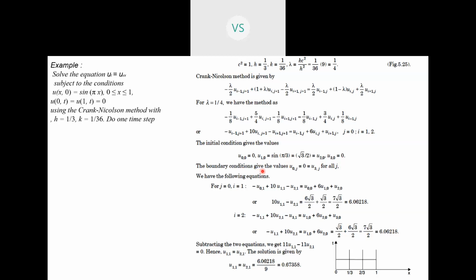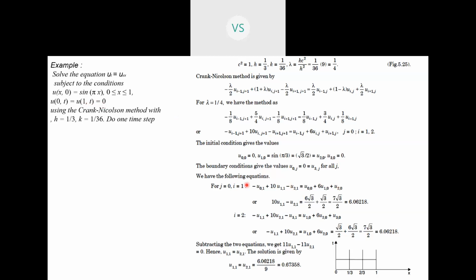The boundary conditions are given: the values u 0 j are equal to 0. At boundary condition it is given that when x is equal to 0, all the values of u are 0. When x is equal to 1, at any time t, all the values of u are 0. These conditions are given over here.